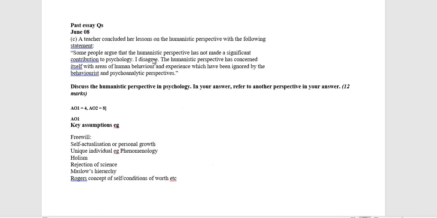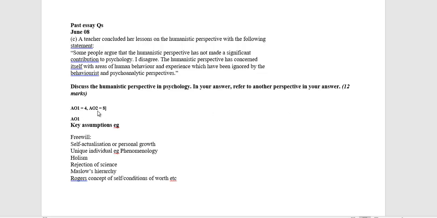Okay, so this is from the old AQA, it's actually from Spec B question, but we're seeing some very similar questions for the new specification that started in 2015. So it is still very applicable today. They might give you a little bit of a stem, a little bit of chat between a teacher here in this example. It's from June 08. But the actual question they're asking is discuss the humanistic perspective, in other words, the humanistic approach. In your answer, refer to another perspective. Okay, and this one was a 12 marker. You guys today might get 16 marks for this one.